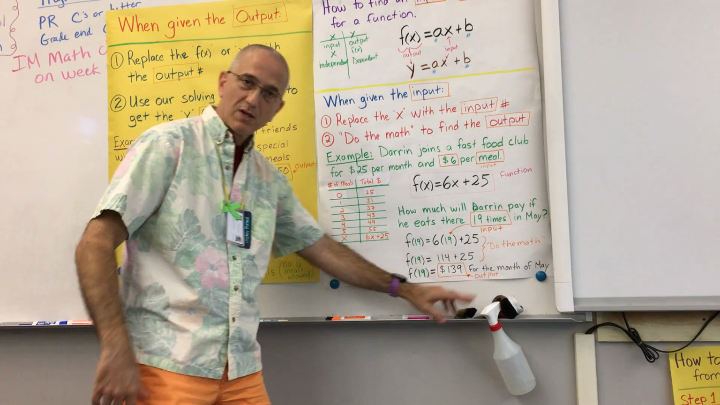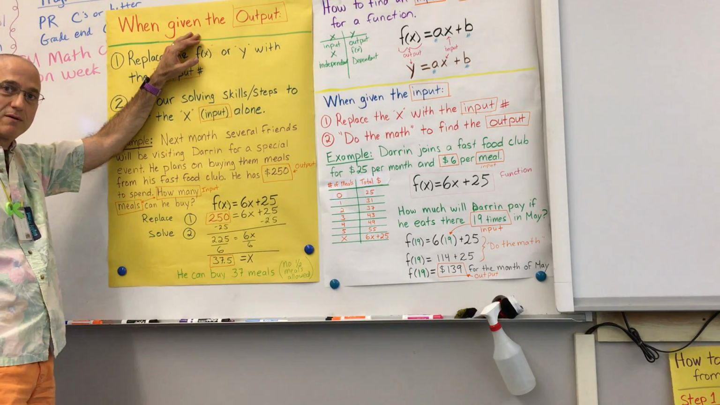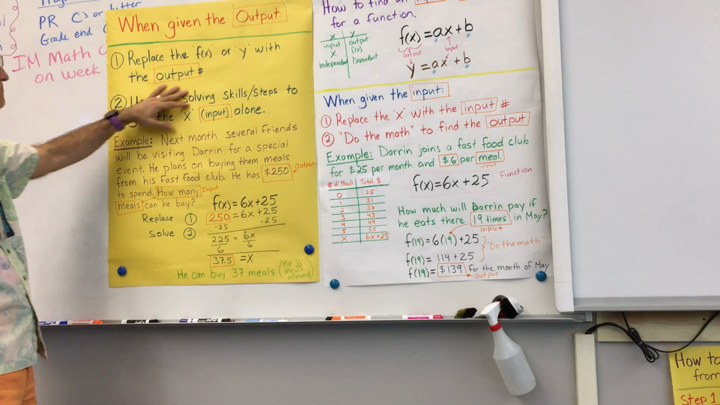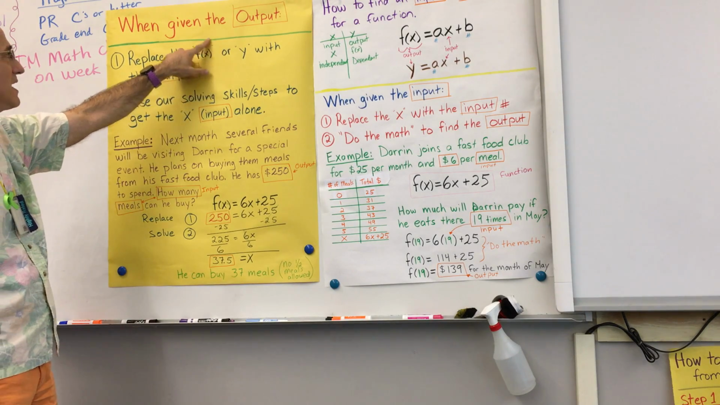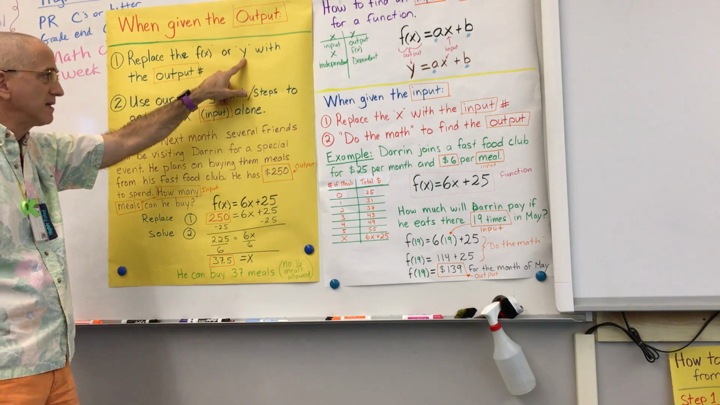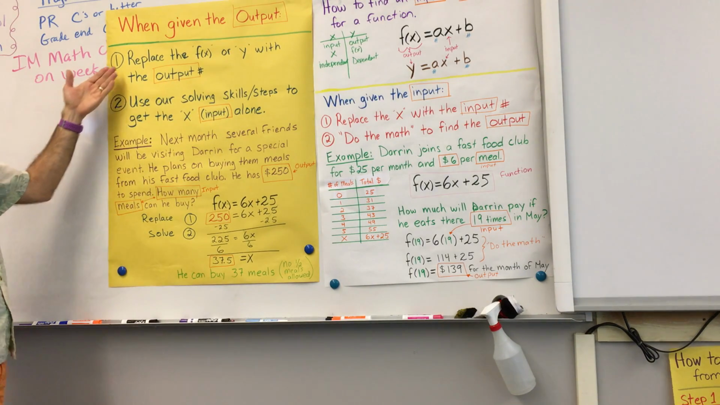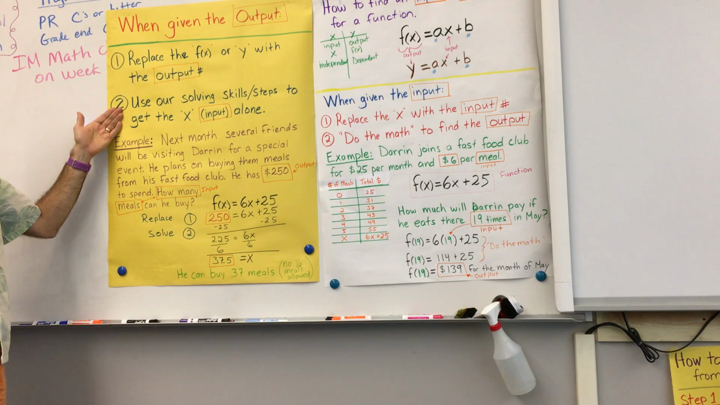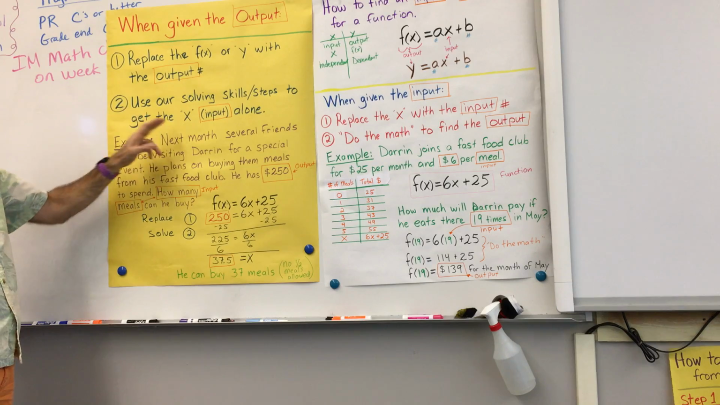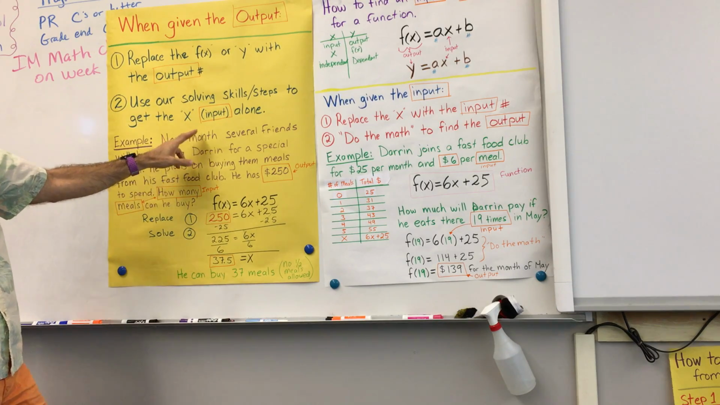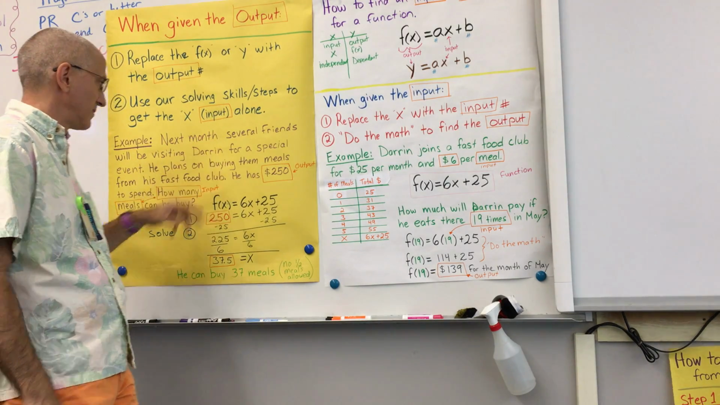We're gonna go backwards. What if I give you the output? Now I want you to find the input. Replace the f of x or the y with your output number. That's your first step. Step 2, use our solving skills, the steps on how to solve an equation, to get x alone, your input, because you want to find what x equals.